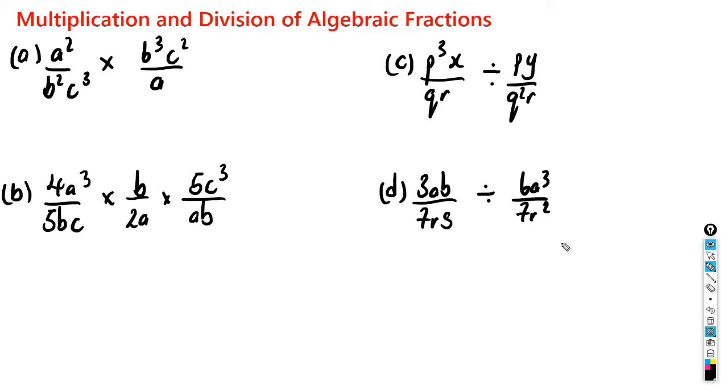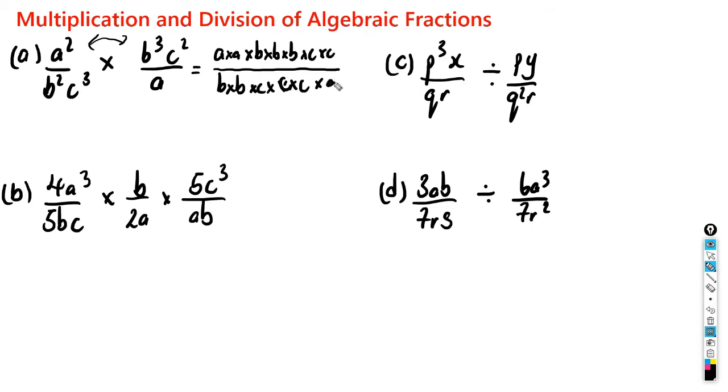All right, guys, so let's look at these 4 examples. And I'm going to do the first one as simple as possible. So we have a squared over b squared c cubed times b cubed times c squared over a. So we're just going to multiply right through. The a squared will be a times a. Then we're going to multiply that by b times b times b times c times c. So that's the numerator, right? Then for the denominator, we have b times b multiplied by c times c times c multiplied by a, right?